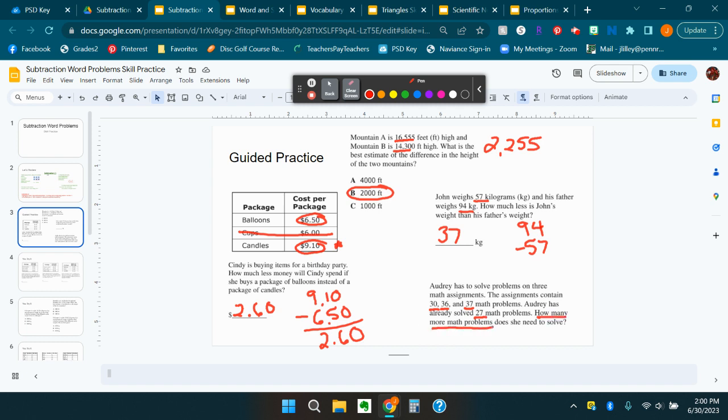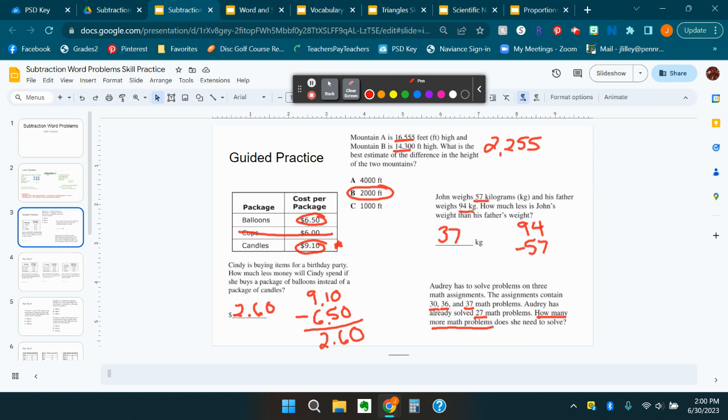So again, we're not going to get fooled by the fact that it says how many more problems. That doesn't make it an addition question. We have a whole bunch of problems she has to solve. Some of them she's done already, and we want to know how many are left over that she still has to complete. So that's subtraction.